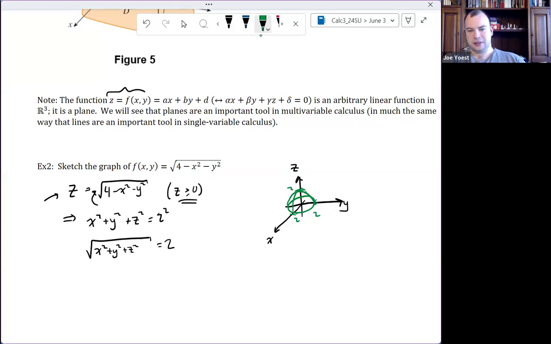Now note that when I say sphere, that's just a surface, right? This isn't like a filled in solid. This is like, if we turned it upside down, it would look like a cup. It's open in the middle. It's just this surface here.